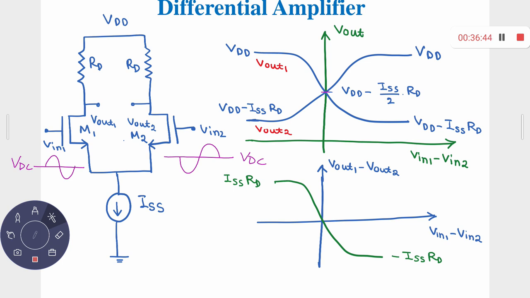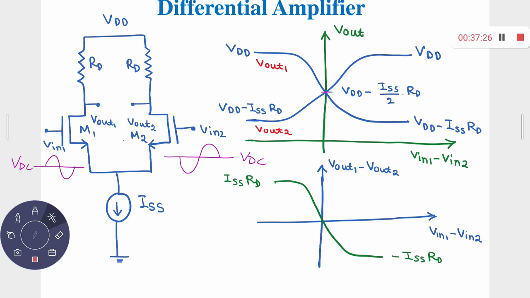Three conditions. At one point, when V1 and V2 are the same, that means they have the same DC level, no small signal present, no differential signal present. This is the point where both Vout1 and Vout2 are the same. One case, V1 minus V2 is very, very large. Then Vout1 is given by VDD minus ISS RT, Vout2 is equal to VDD. And the other case, when V1 minus V2 is much, much less than zero, approaching negative infinity, then Vout1 is VDD while Vout2 is VDD minus ISS RT. In between the fluctuation, you don't know.